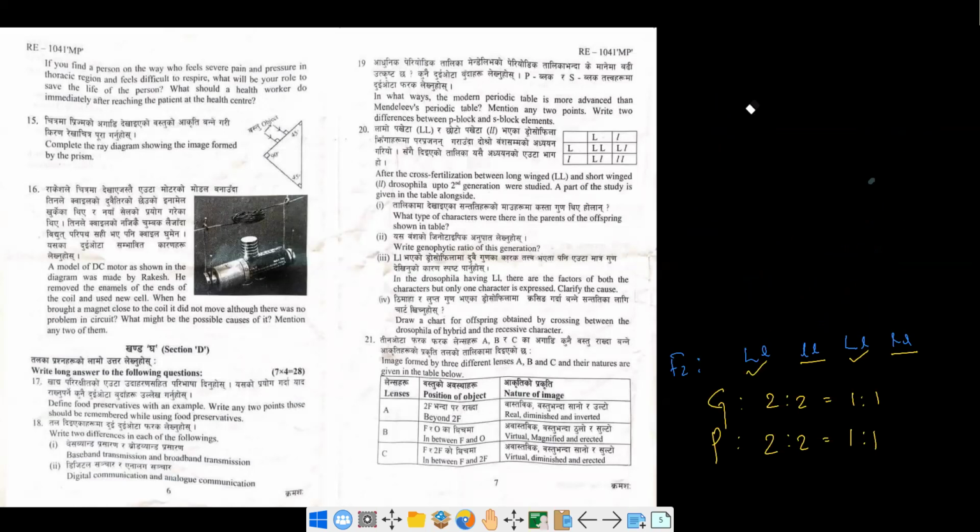Okay, so let us move on to another one that is related to lenses, that is from the wave chapter. In here, see what is given, and based on the information we have to write the answer.